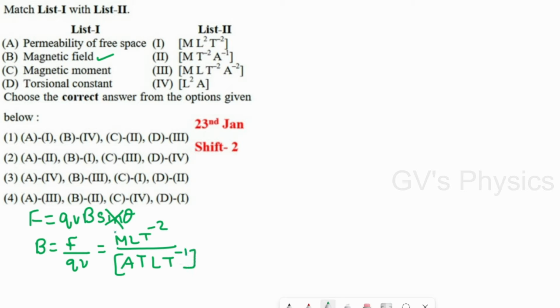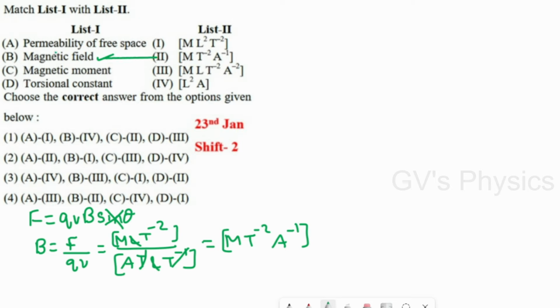Now we can cancel length. So M and T remain, my T power minus 1 will get cancelled. The balance is M T power minus 2 A power minus 1. So magnetic field matches with the second option.